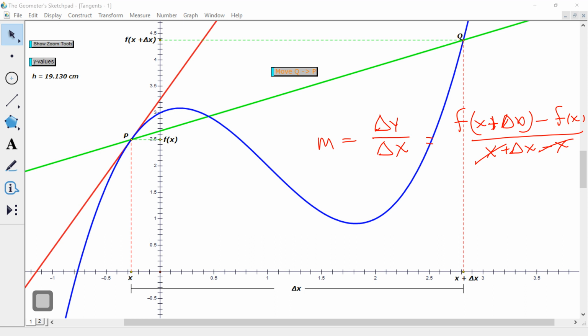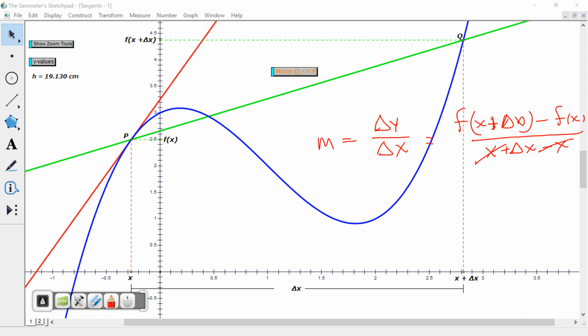Okay, here we go. Now we're gonna get all fancy. What happens if Q starts moving along the blue function towards P? What's gonna change? What's gonna happen to delta x? It gets smaller. It continues to get smaller until eventually it reaches what number? 0. What do you call that when a number gets really small and approaches some other number? A limit. Watch this, it's going to be cool.